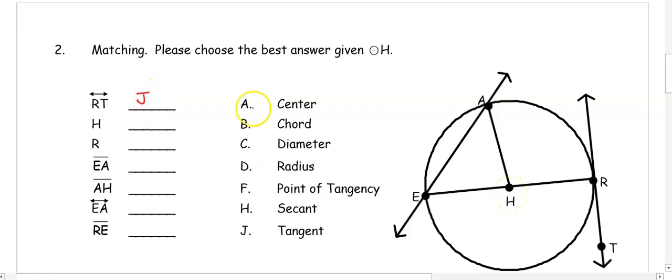H is the point that's at the center of the circle, so it's going to be our center. R is the point where the tangent line touches the circle, so it's the point of tangency. EA, this is just segment EA. We're starting at A and ending at E, so that is going to be a chord. That is different than EA which has the arrows, because that means it's going on forever, and that would be our secant. So make sure you know the difference between the two EA parts. AH is going from the center to the circle, so that's going to be our radius, which means that RE is going to be our diameter because it's going across the circle and through the center of it.